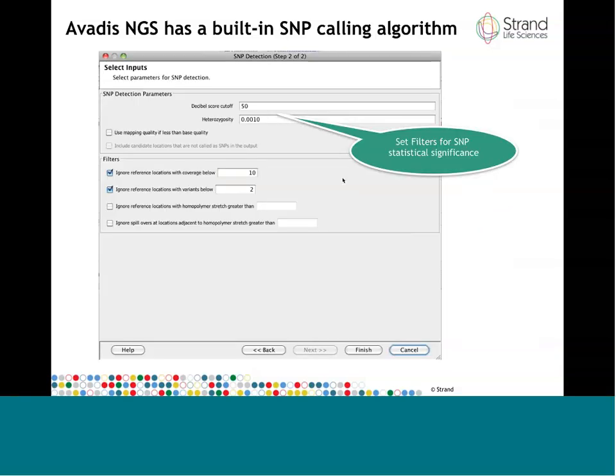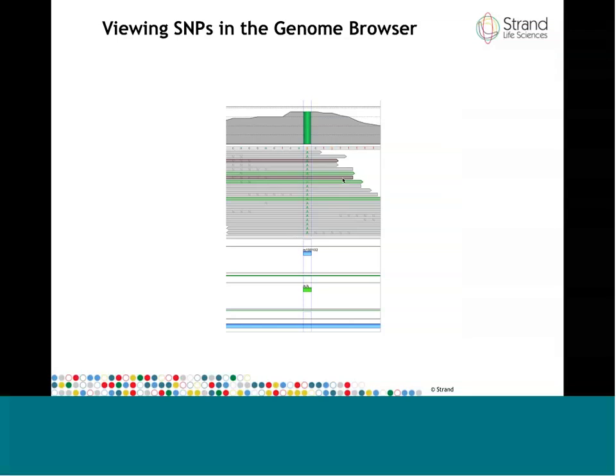And allows you to set filters for statistical significance. And once you set this, it runs through and it will give you a list of genes, a list of SNPs. You can drag that list of SNPs into the genome browser and visualize those, and this is how that view would look like.